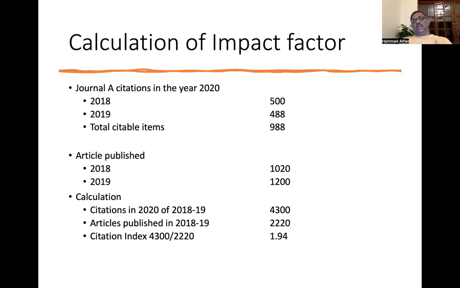So the calculation is made. The impact factor of 2020 will be the number of citations in the 2018-19 period divided by the number of articles published during that period, and what you get is a 1.94 figure.